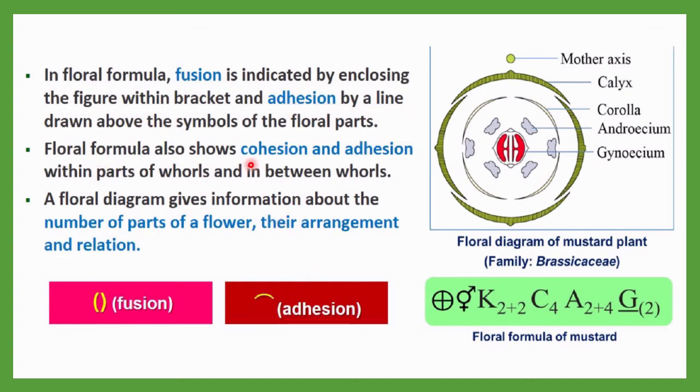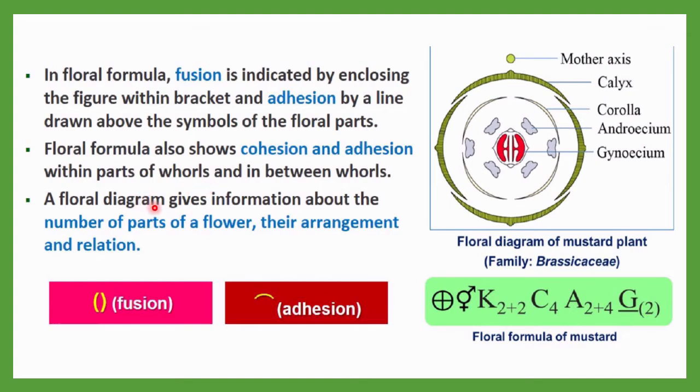We will discuss in detail in the next slides. Above the symbols of the floral parts, the floral formula also shows cohesion and adhesion, one type of attachment. The floral formula shows it within the parts of a whorl and between whorls. So what is cohesion and adhesion? It means, suppose these are sepals or petals, whether they are connected to each other or not. That is indicated as adhesion. Within whorls and between whorls, if cohesion or adhesion is there, it will also be indicated in the floral formula. We will discuss with examples in the next slides.